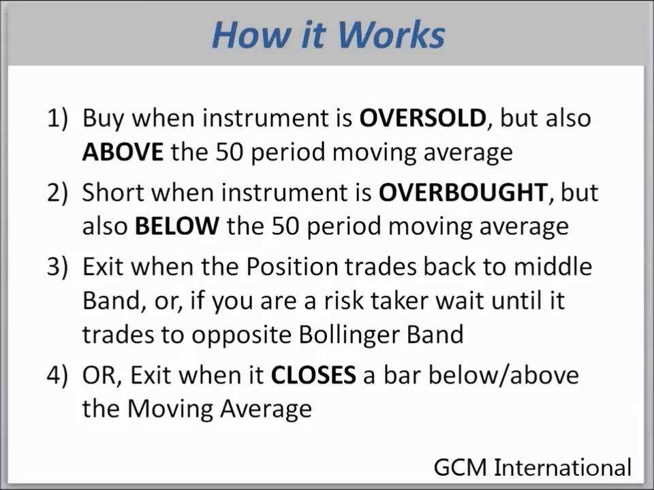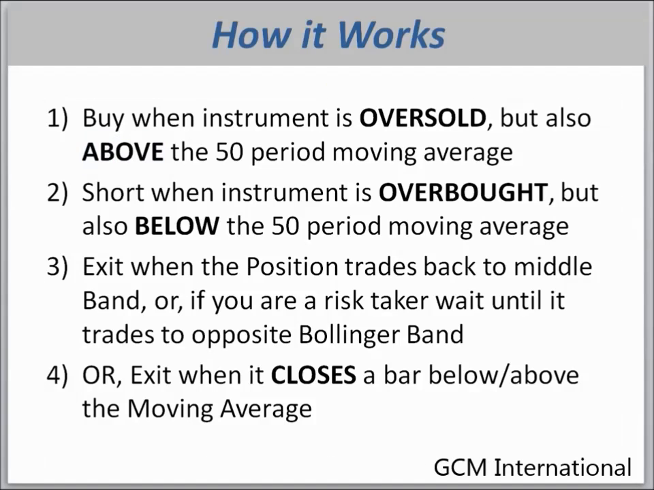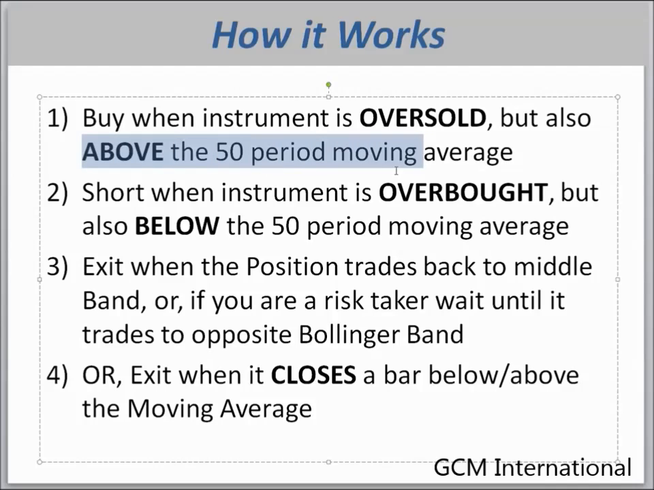So we're going to be buying when our instrument is oversold, but it also has to be above the 50-period moving average. So we want to see something's oversold, but that the instrument is also above the 50-period moving average. Why do we want it to be above the 50-period moving average? Because it shows that the trend is still there. We're going to be still buying with the trend. Make the trend our friend.